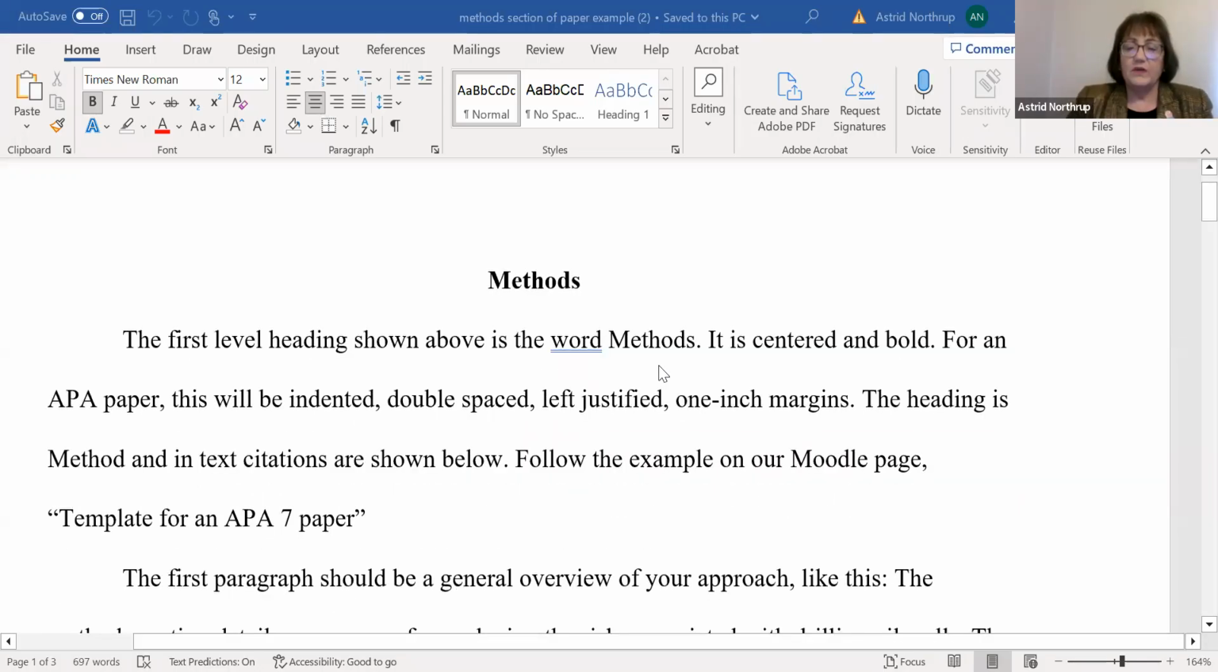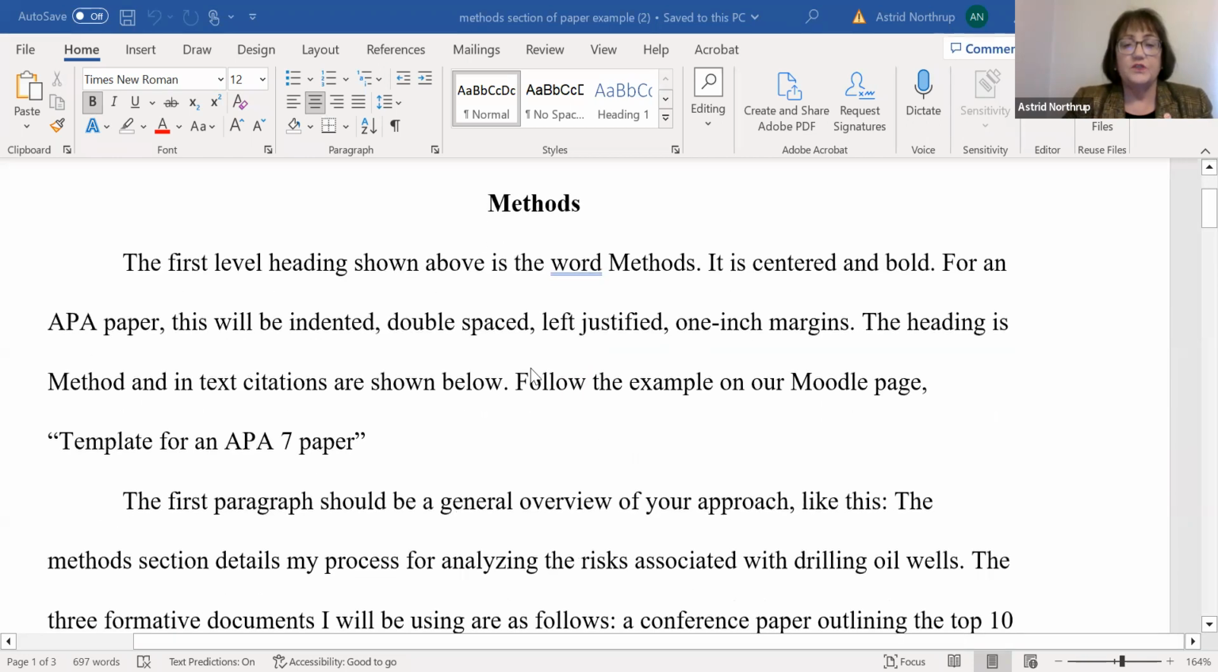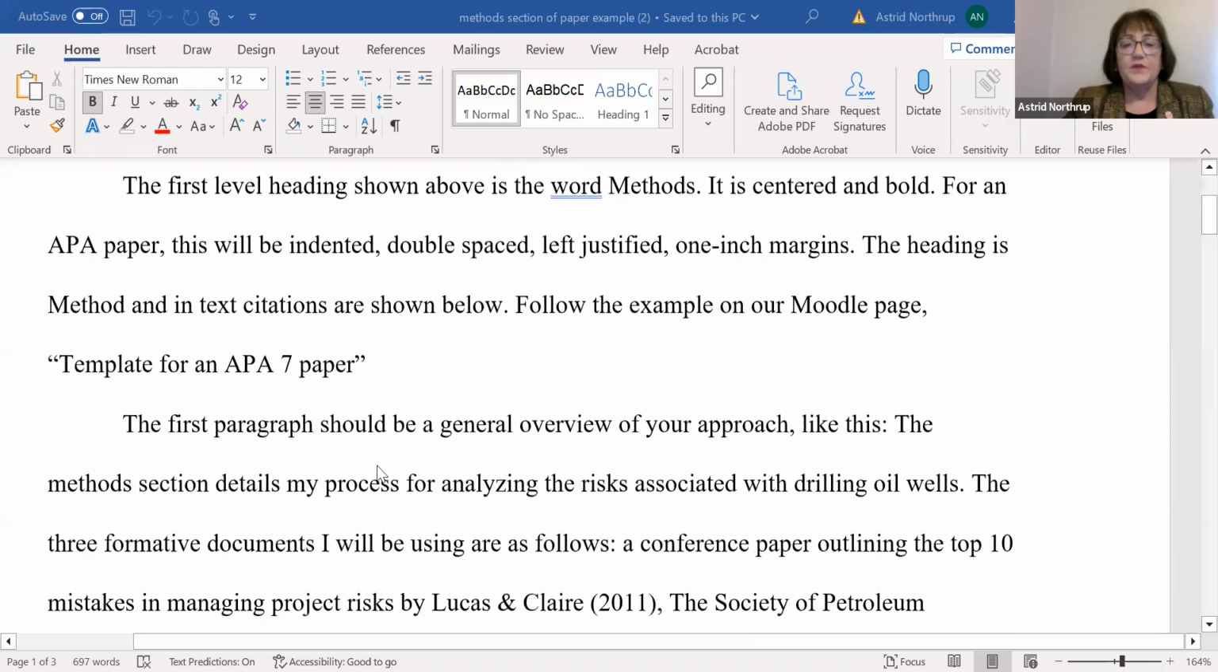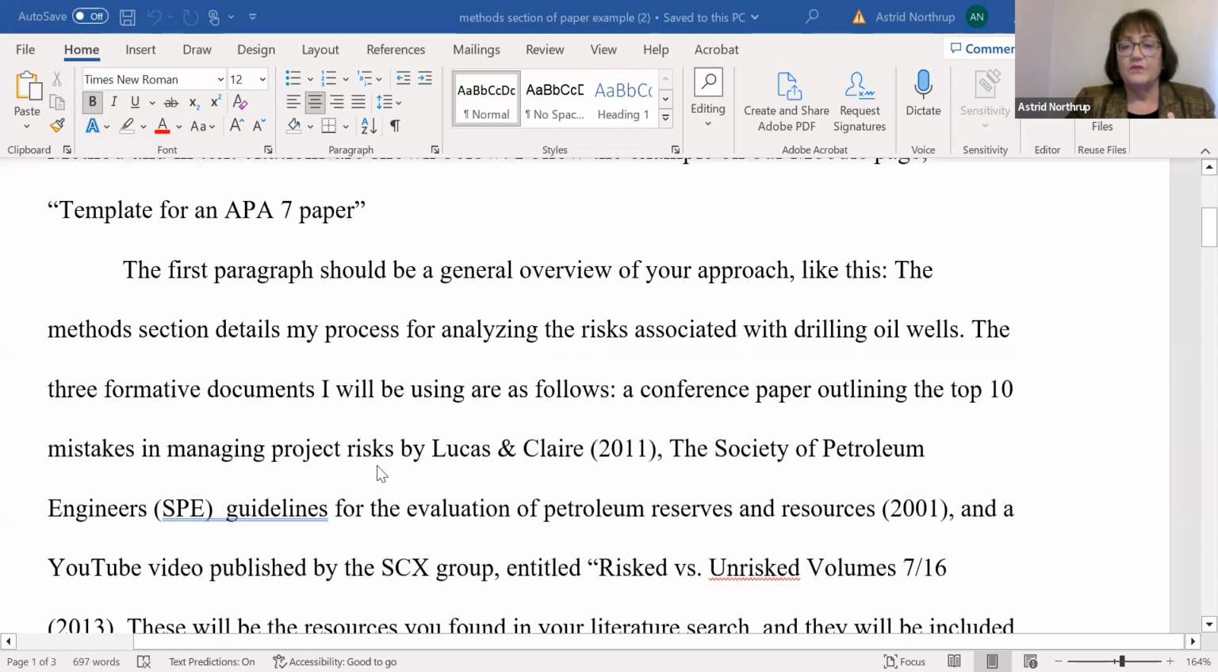All right, so how would I write this up? And this is for you when you are doing your methods section. This is what a methods section would look like for a quantitative analysis. Okay, so first of all, you center Methods at the top, and then this just gives you some ideas. It also reminds you that we have a template for APA 7 papers. Please follow that. So the first paragraph is an overview of the approach.